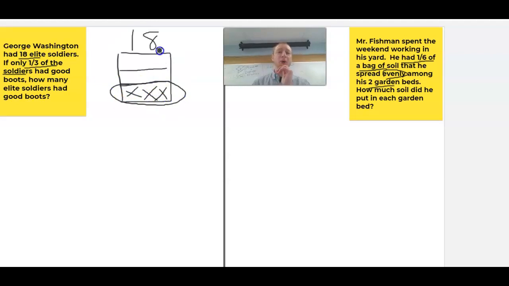So in this case, we're taking a part of the whole. In this case, so I could say this is 1/3 of 18, right? Okay. How about this one though? Mr. Fishman spent the weekend working on his yard. He had 1/6 of a bag of soil that he spread evenly.